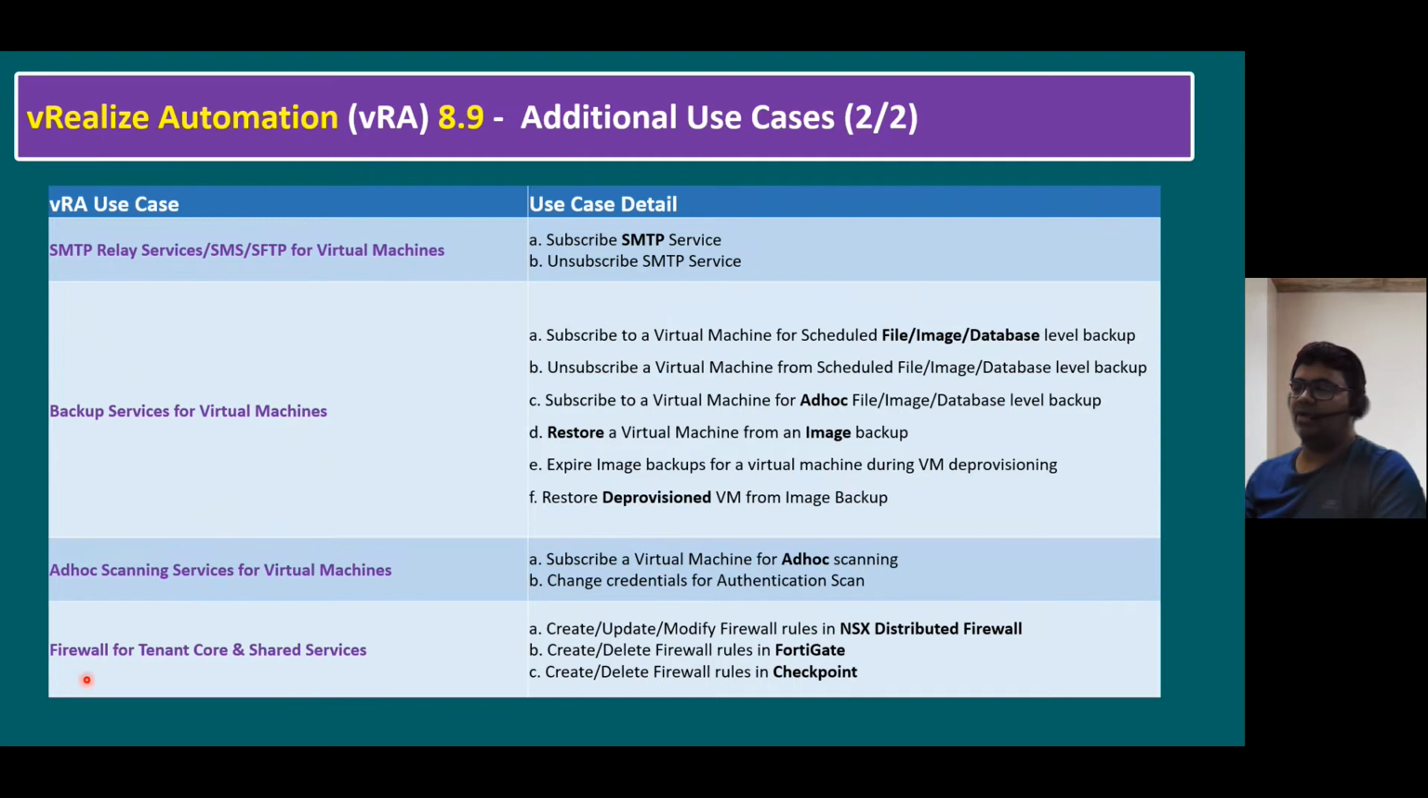And another one, firewall for the tenant core and shared services. So we can use third party tools like NSX distributed firewall, or we can use third party physical appliances like FortiGate, Checkpoint and all. We can use to create a firewall rule and delete the firewall rule, or you can update the firewall rule or modify the firewall rule. All these scenarios we need to configure a request from the service broker. But if you want to prepare a request from the service broker, in the backend we should be ready with these tools first. Okay, so that's it for today.